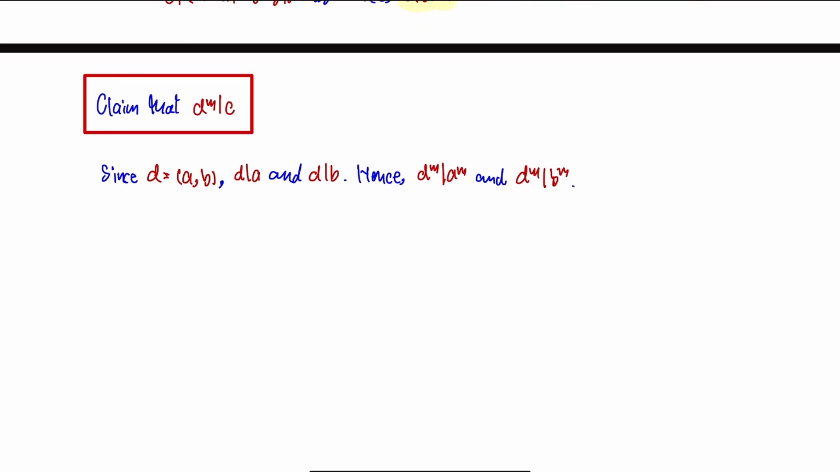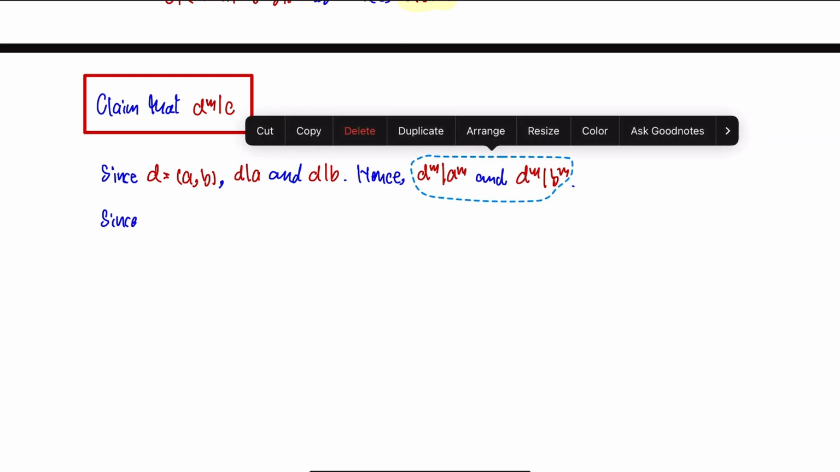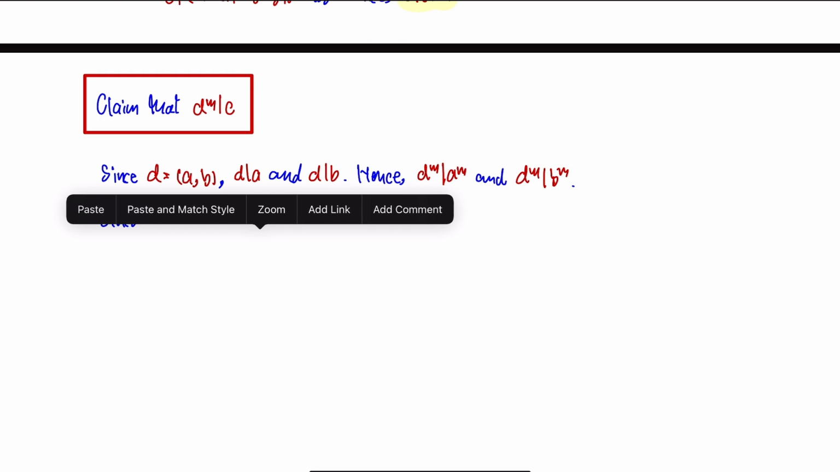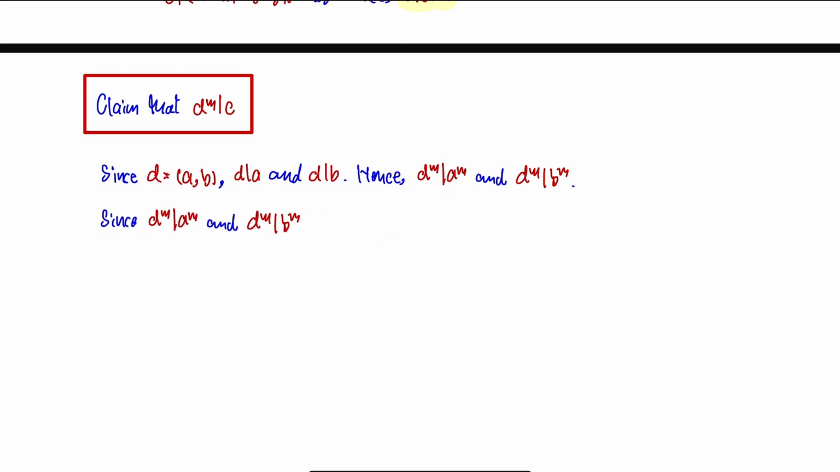What next? Since we have d to the m divides a to the m and d to the m divides b to the m, we have d to the m divides the greatest common divisor of a to the m and b to the m. Then that means that d to the m divides c. That's it, because c is the greatest common divisor of a to the m and b to the m.